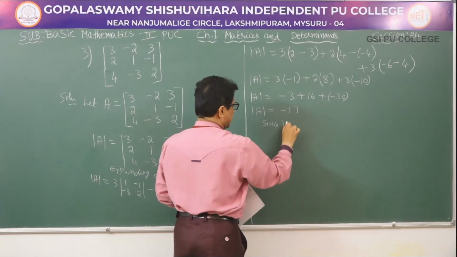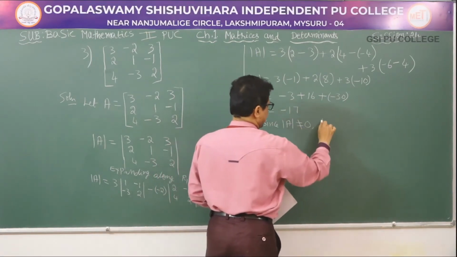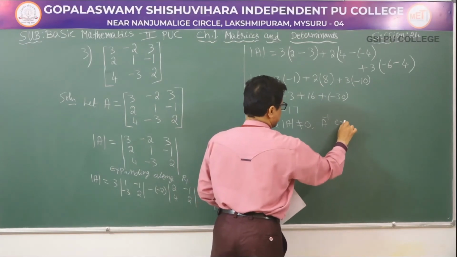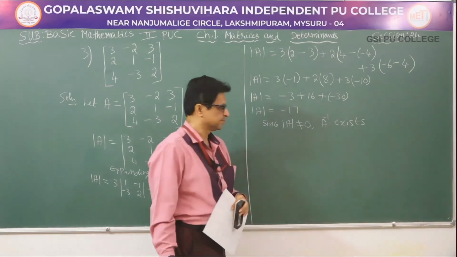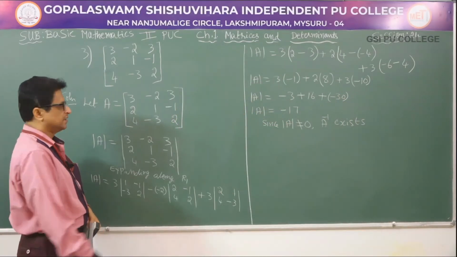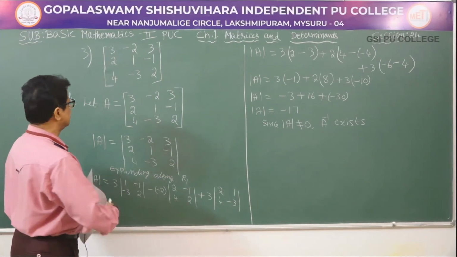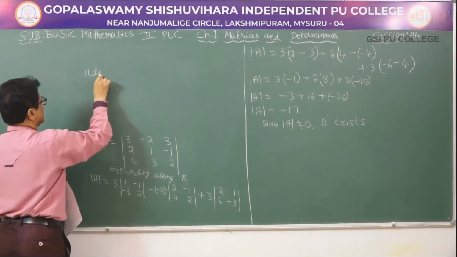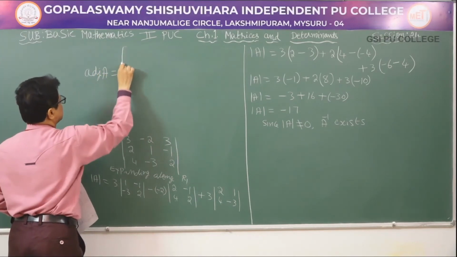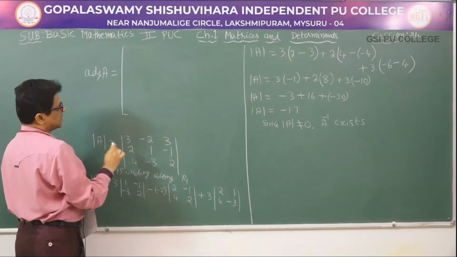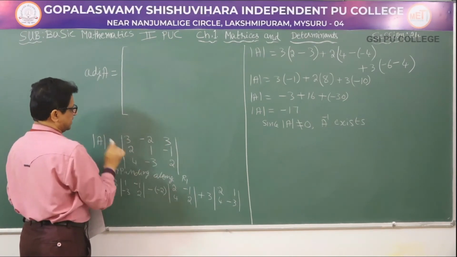Since determinant of A is not equal to 0, A inverse exists. Let us find the adjoint of the given matrix. So, adjoint A is equal to, first let us find the cofactors of every element.